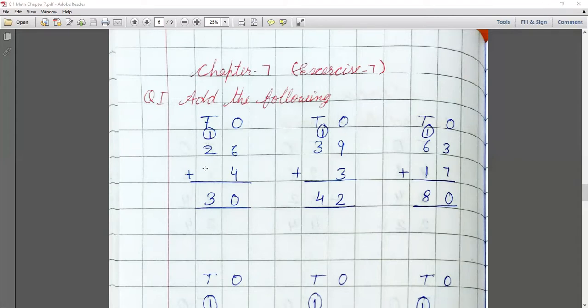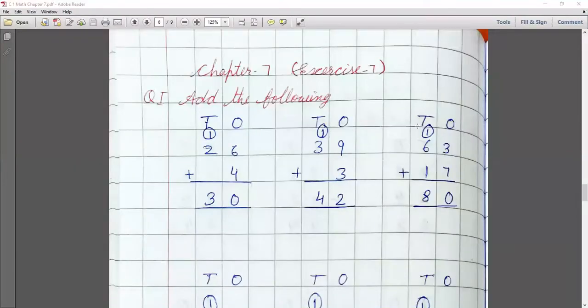And then 1 plus 2. 1 plus 2 is equal to 3. That's why we write 3 here. Okay. Now next is 9 plus 3. 9 plus 3 is equal to what? 9, 10, 11, 12. 9 plus 3 is equal to 12. That's why we write 2 here. And where do we write 1? Here on the tens place. We wrote 1 on the tens place. So 3 plus 1 is equal to 4. That's why we write 4 here.